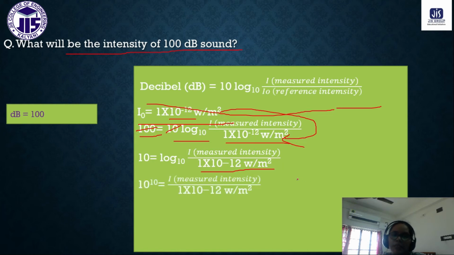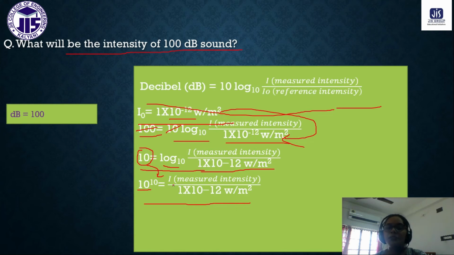Now look at the next step. What will happen from here? How can we get here? If we remove this log, whatever the base is, that base comes here, and whatever remains on the left side will be the power of our base. Understand? So to remove this log, the base comes here, and whatever we have on the left hand side comes to the power of the base. Is this clear to all?